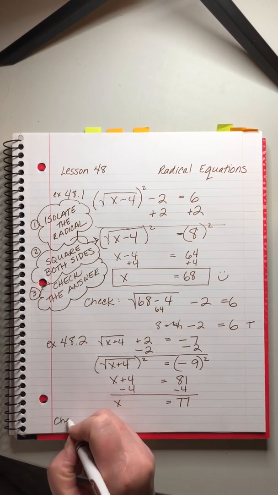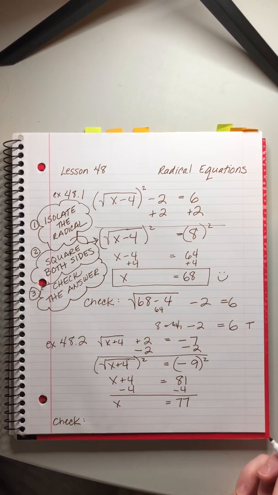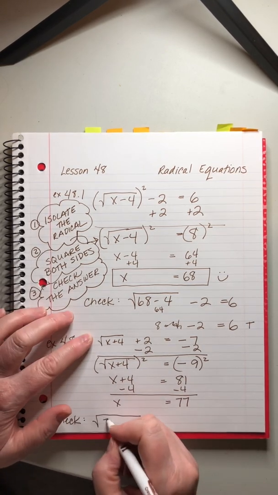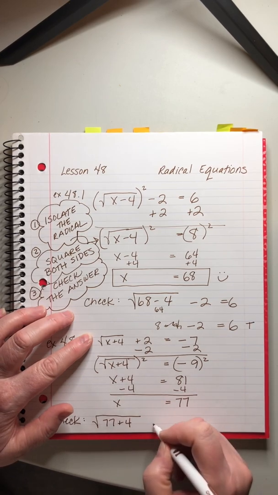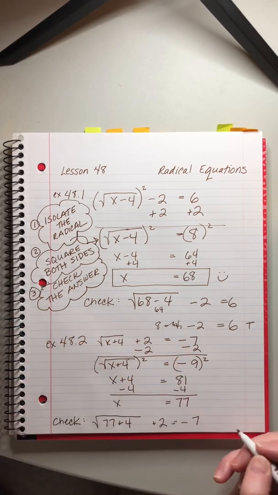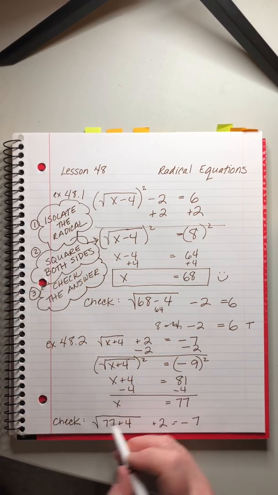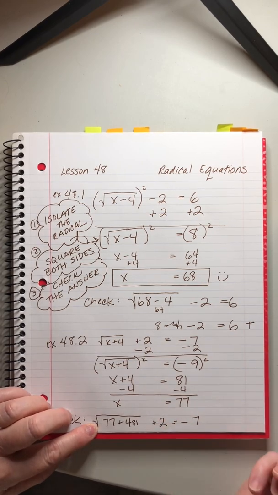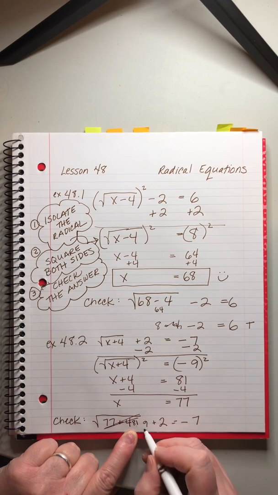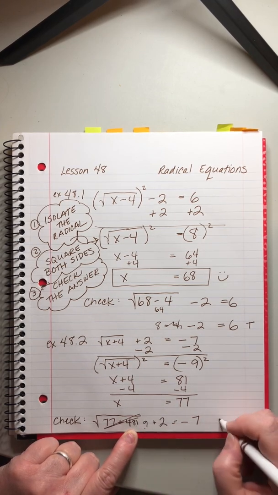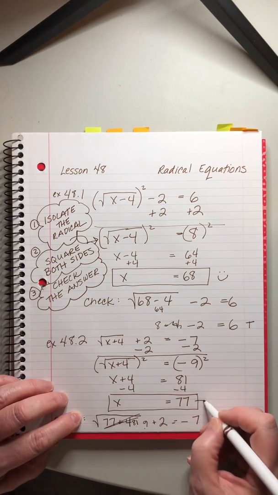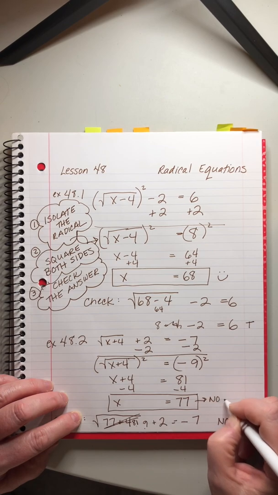Check. Okay, on the test I want to see you write that. Square root of 77 plus 4, plus 2 equals minus 7. That was our original problem, right? You plug it into the original. This is 81. Square root of 81 is 9. 9 plus 2 equals minus 7? No. So even though this was our answer, we write no solution.